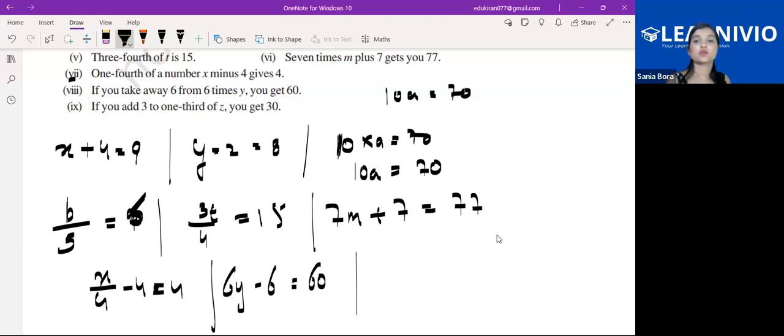Yes, ma'am. Okay, last one. Ma'am, I have a doubt. Yes, Ananya? In the seventh one, did you write x by 4 or n by 4? It is x only, no? Yeah, x by 4 only. And I write it like this. X would be this. Okay.